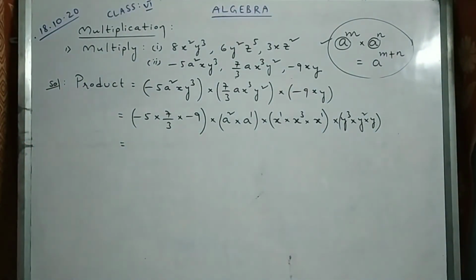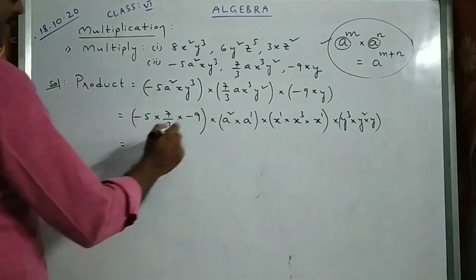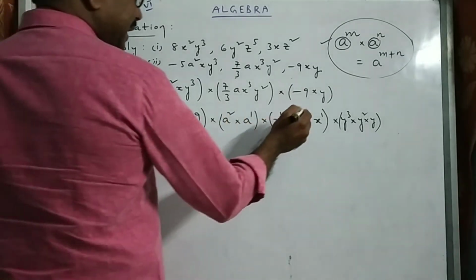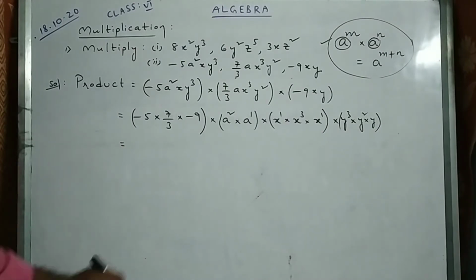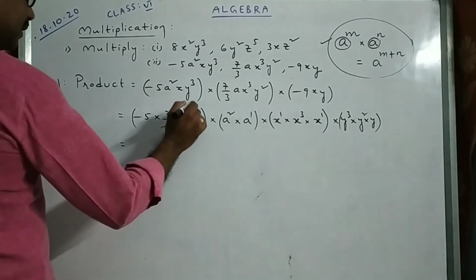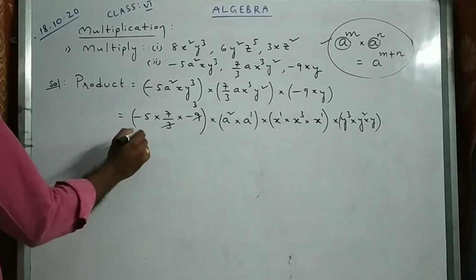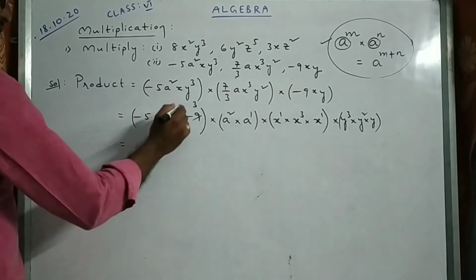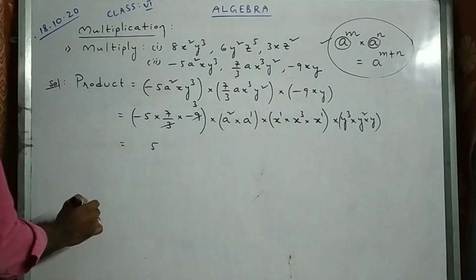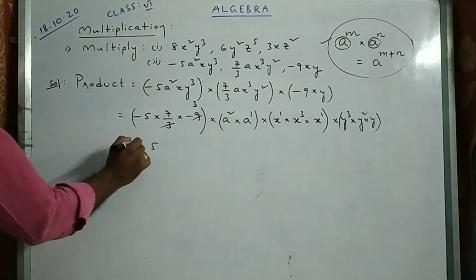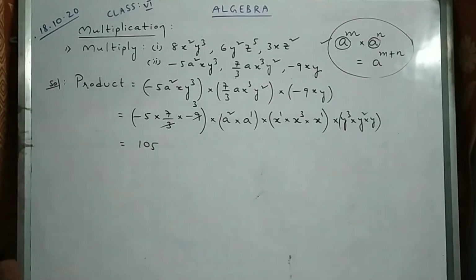Now you simplify this. Understand now? Regroup the terms here: constants, a terms, x terms, y terms. Okay? Regrouping the terms. So 3 ones, 3 threes we can cut. So here minus into minus is plus. 7 threes are 21. 21 fives are 105. Right?